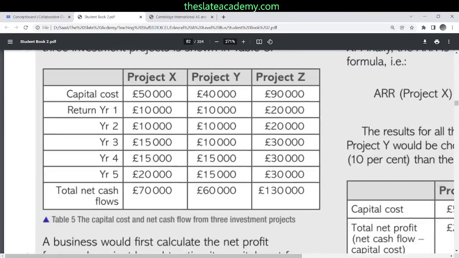8%. So quickly, if you could, looking at the screen, do it for project Y and project Z, and we'll match with the values that are given over here. Let's see if you do these right.